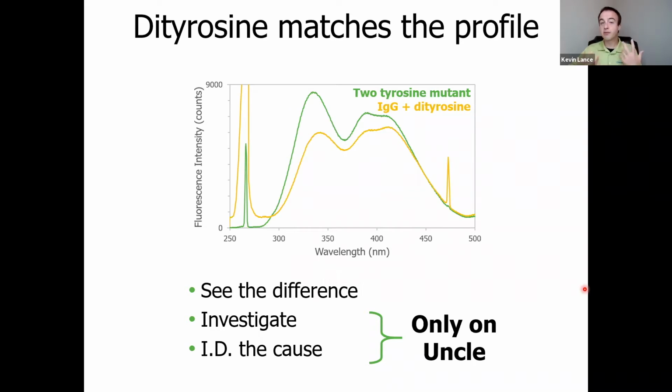So by using the full spectrum fluorescence of UNCLE, we're able to first of all see the difference between these 2 proteins. Second, investigate what's going on there and pick out some likely suspicious candidates. And third, actually identify the cause of what's behind all of this fluorescence behavior and understand structurally what we might need to change about this protein, whether that's removing that second tyrosine mutation or putting it in a different location of the protein, depending on what our ultimate functional goal is.